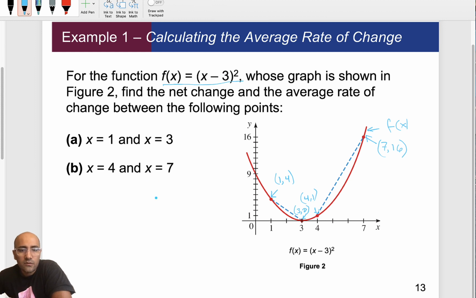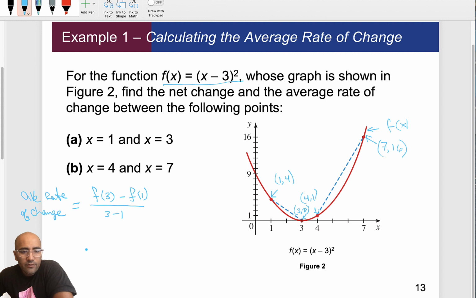So I was attempting to read it from the graph, but of course I have the equation for it. So for part A, let's just follow the instructions for the average rate of change. The average rate of change between these 2 points is going to be equal to f of 3 minus f of 1, divided by 3 minus 1.